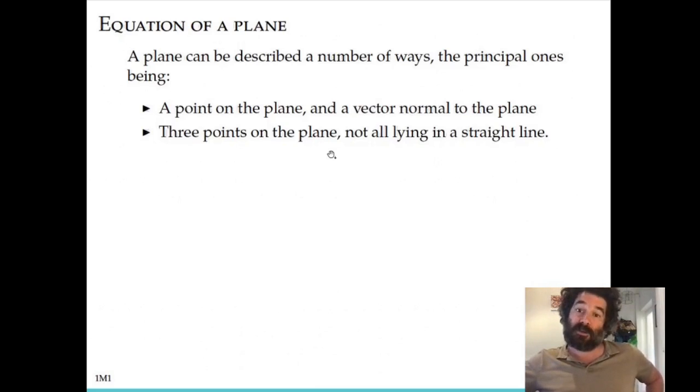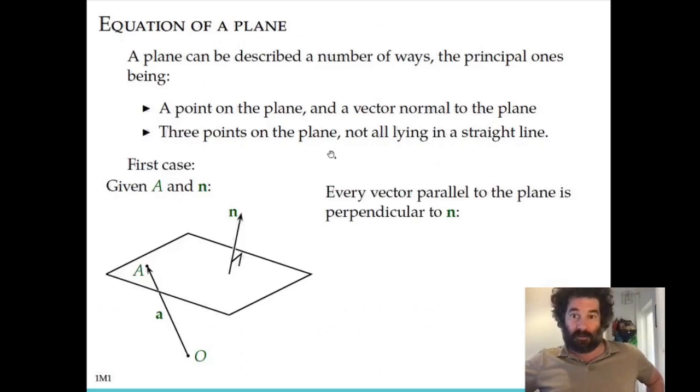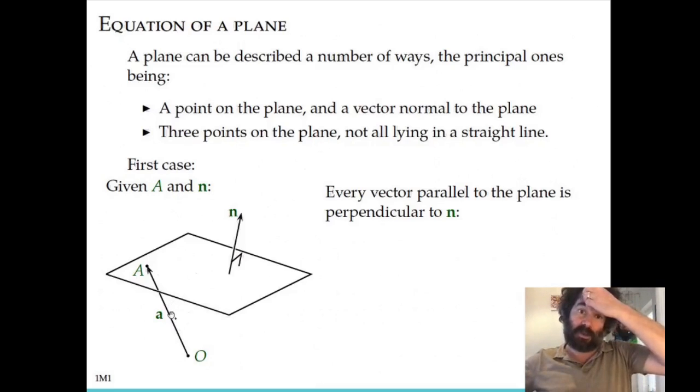So suppose we know a point on the plane and also a vector which is normal or orthogonal or perpendicular to the plane. So this is the situation. We have the plane, which is this flat surface here. We have a vector, which is normal to the plane. And then we have a point, capital A, which is in the plane. And this boldface lowercase a is the position vector of that point. So that's the vector with base at the origin and head at that point A.